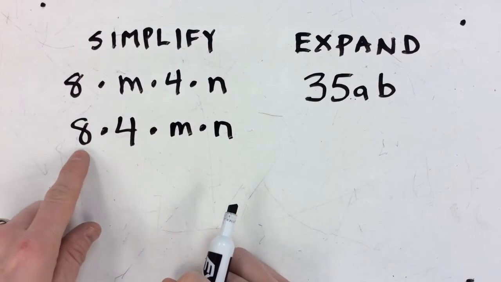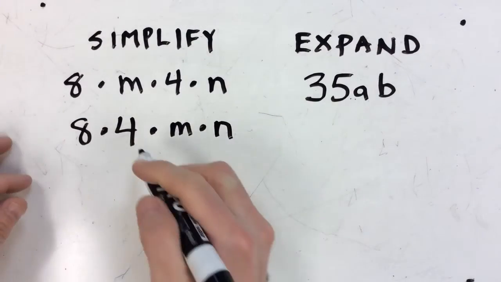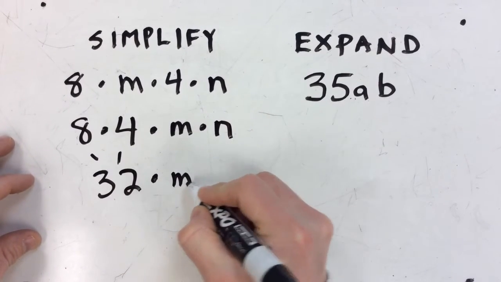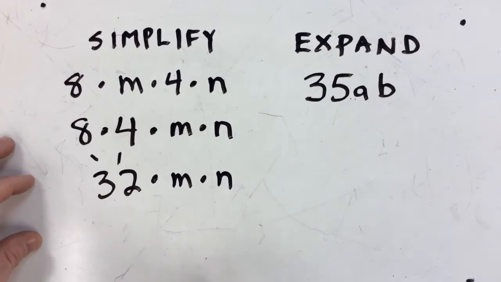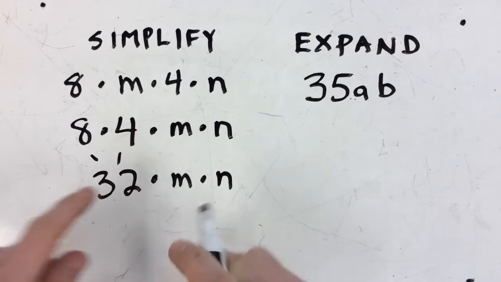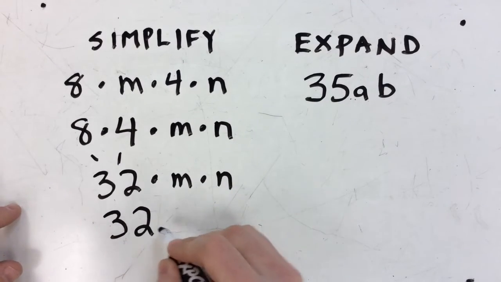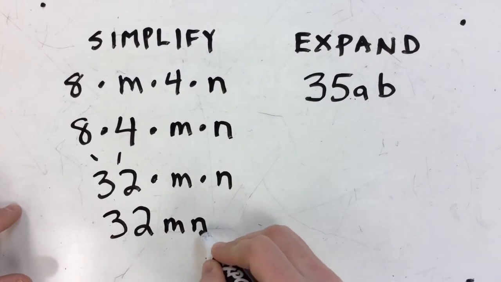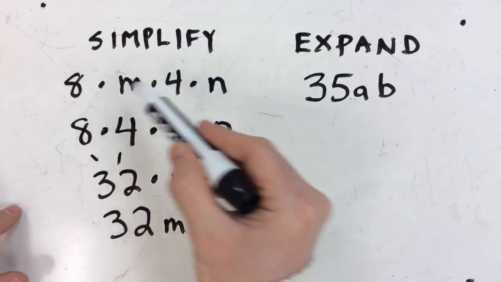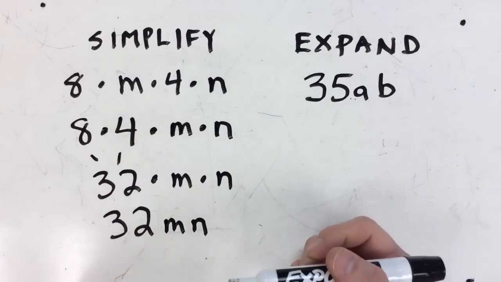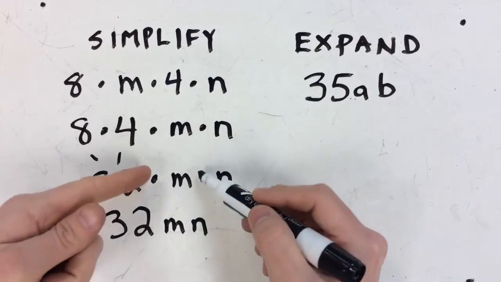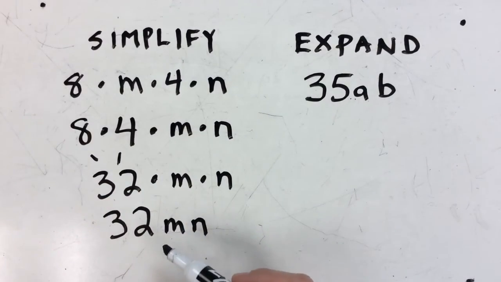Now I can do 8 times 4. That's 32. Times m times n. And finally, I can remove these two symbols and simply write 32mn. And this is the simplest way to write this. And again, we use the two principles we learned today: the commutative property, switching the order of things, and removing the dots that mean multiplication.